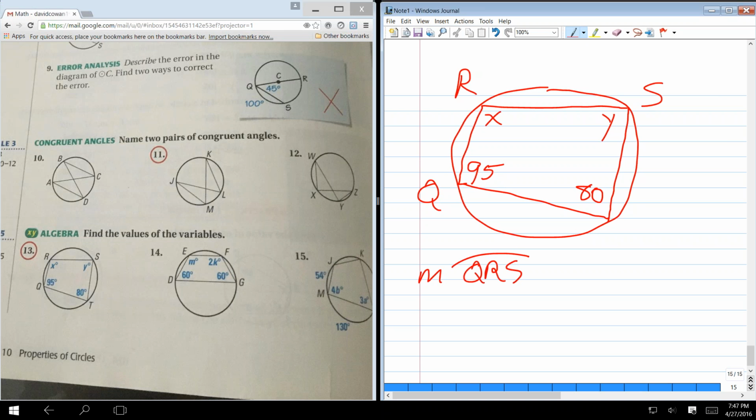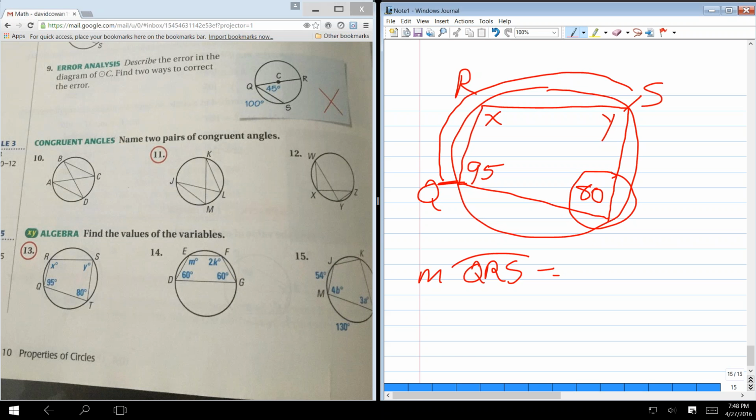So what is QRS, the measurement of that, equal to? QRS would be 95 plus 80. Hold on, no. Remember we're talking about angles subtending a certain size arc. Oh, I see. And what then is that measurement? Just 95. Nope. Remember we're talking about an angle subtending an arc.